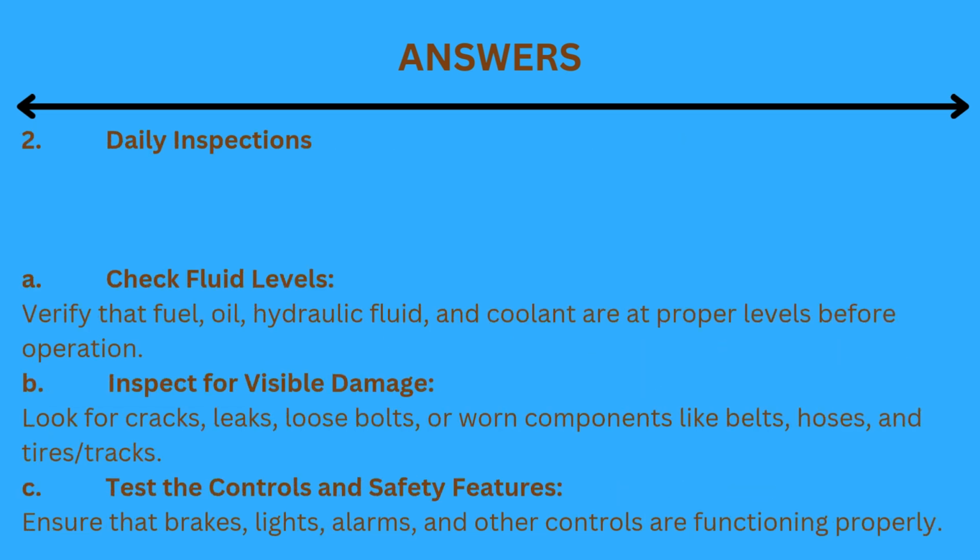2. Daily inspections. A. Check fluid levels. Verify that fuel, oil, hydraulic fluid, and coolant are at proper levels before operation. B. Inspect for visible damage. Look for cracks, leaks, loose bolts, or worn components like belts, hoses, and tires/tracks. C. Test the controls and safety features. Ensure that brakes, lights, alarms, and other controls are functioning properly.